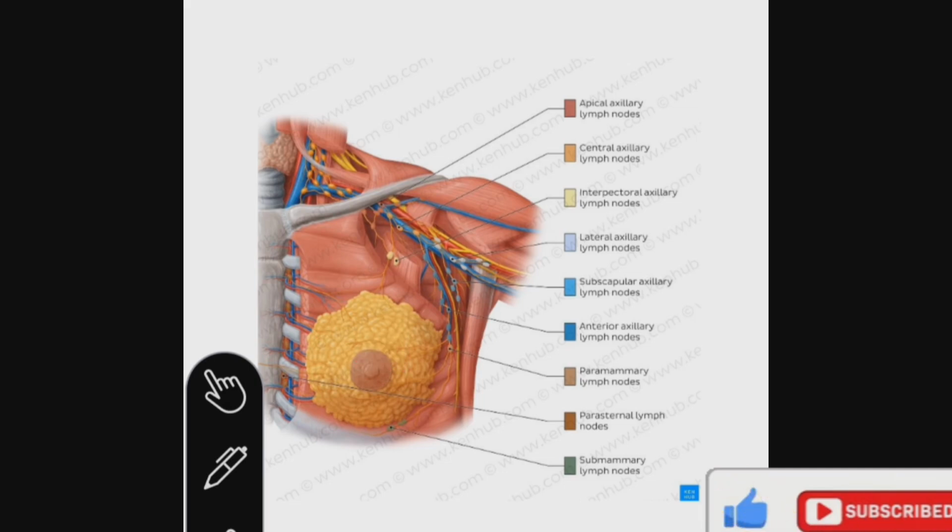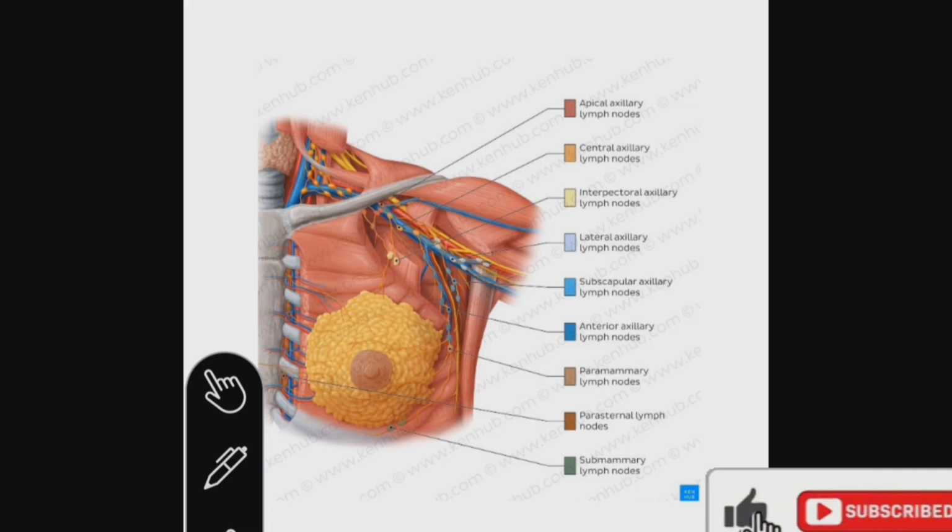The signs of breast cancer are peau d'orange, nipple retraction, and skin dimpling. Other clinical correlates involve mastitis, inflammation, and mastectomy, the surgical removal of the breast. Mammography is a screening tool that is used to detect any issue with the breast.